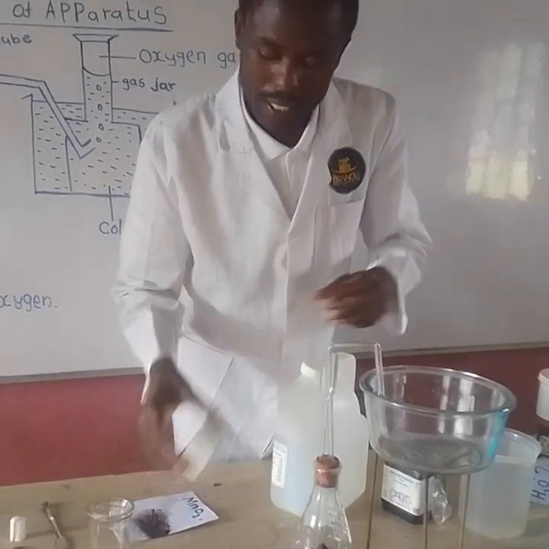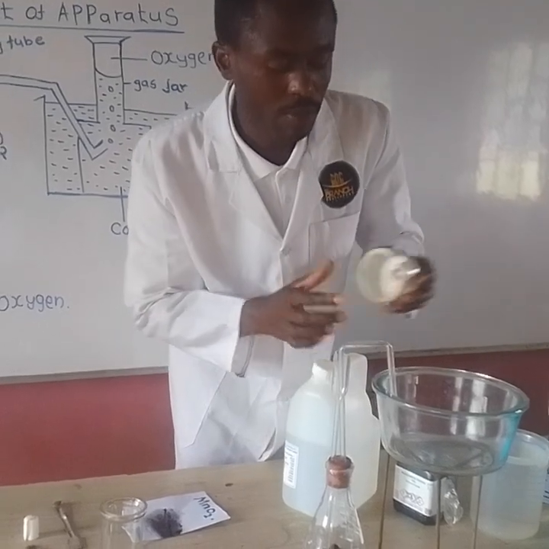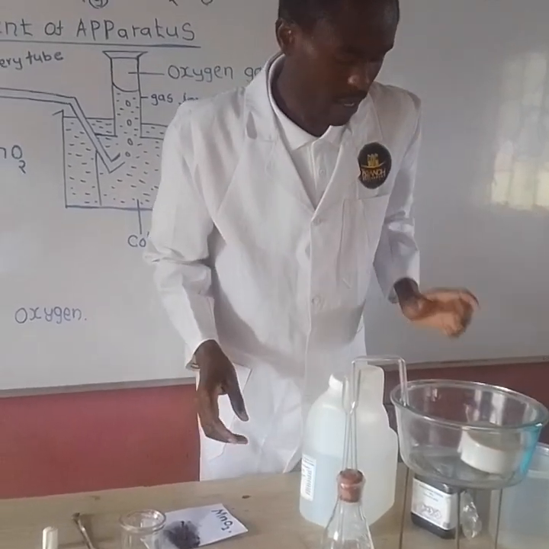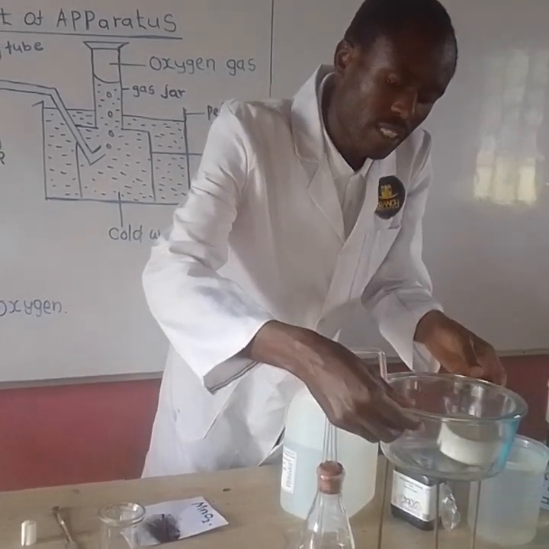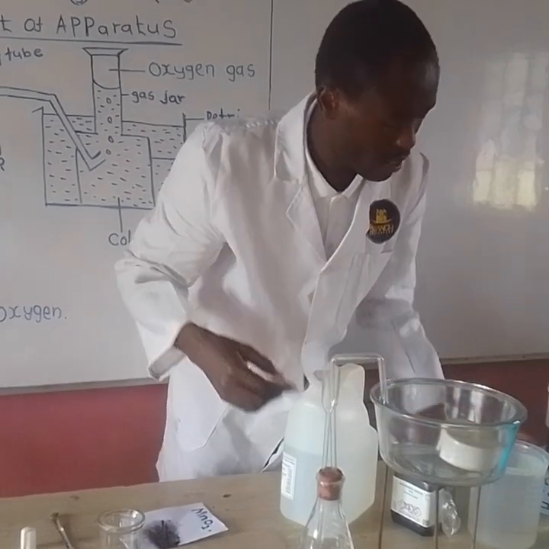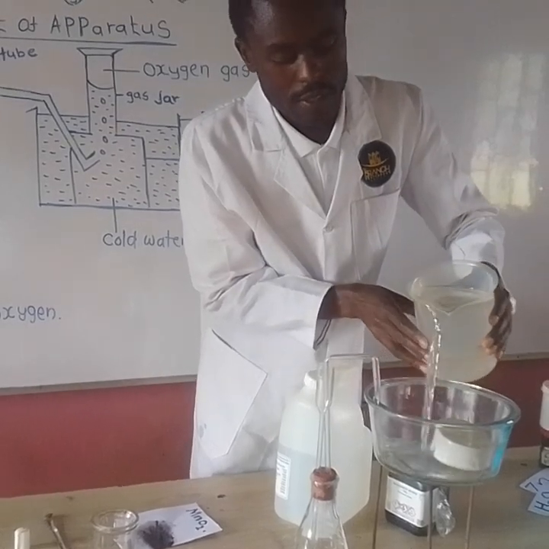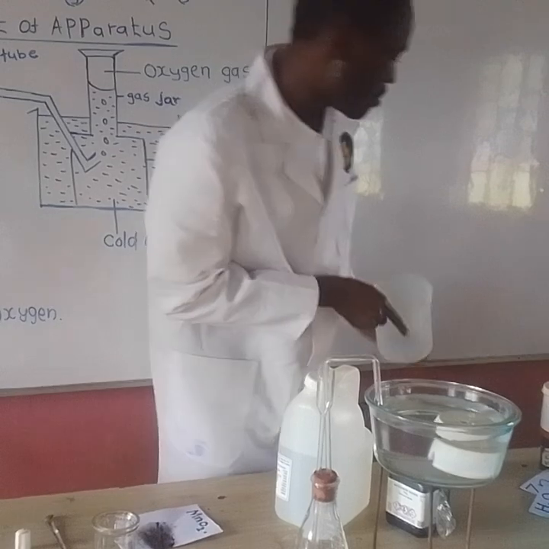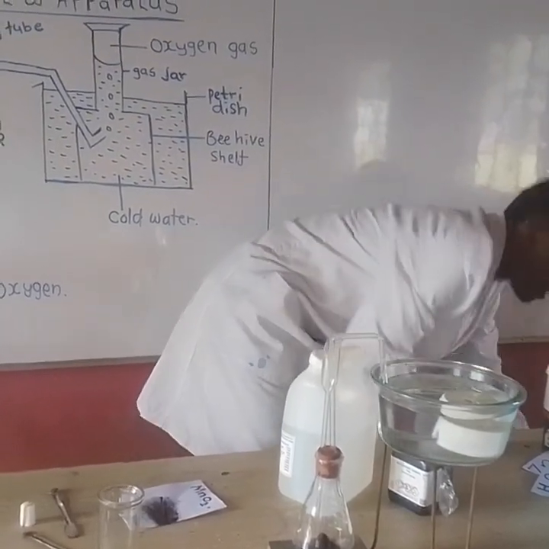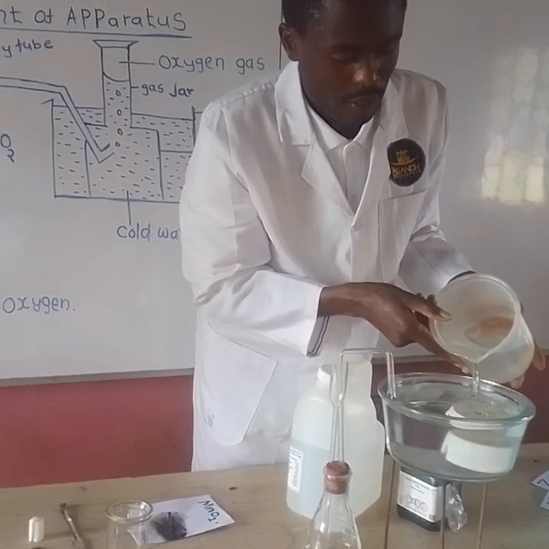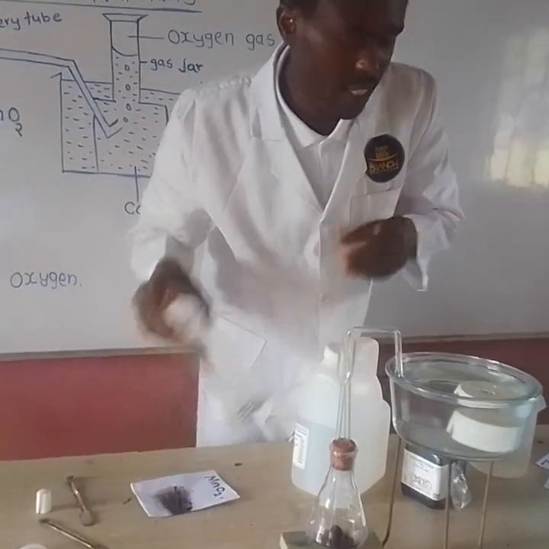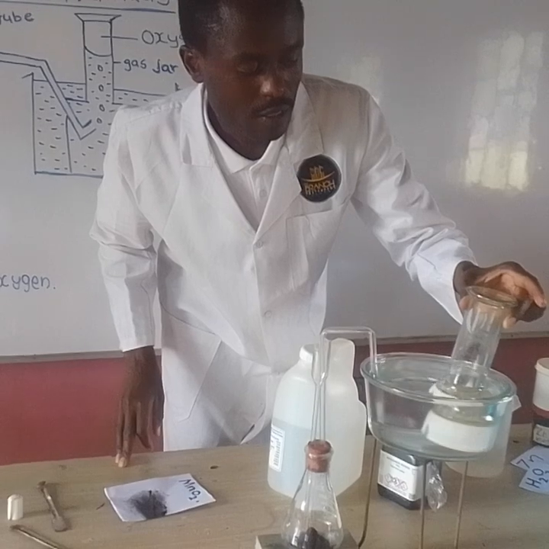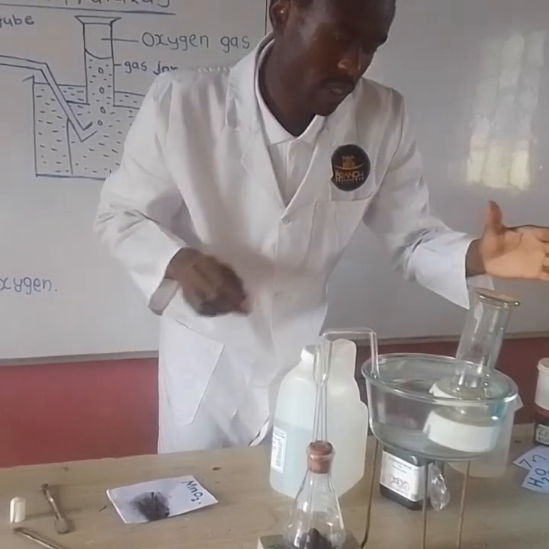Then thereafter, I take this beehive shelf to support the gas jar like that. Then I have to fill this petri dish with cold water. Is it okay? So this is now water. Add more water, like that. Then after that, my students, I now place the gas jar on top of the beehive shelf like this. That way. Is it okay?